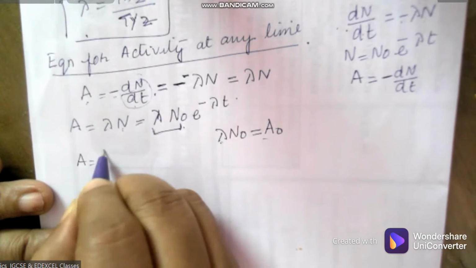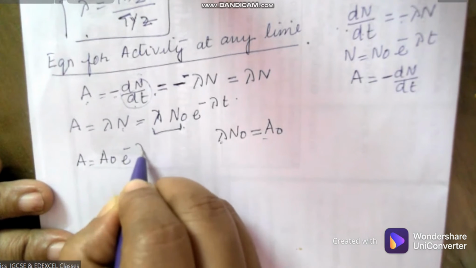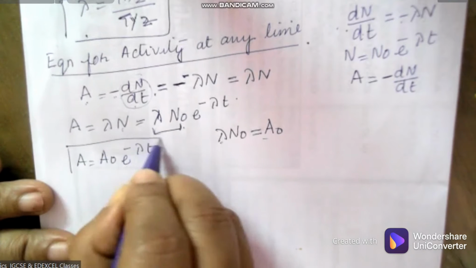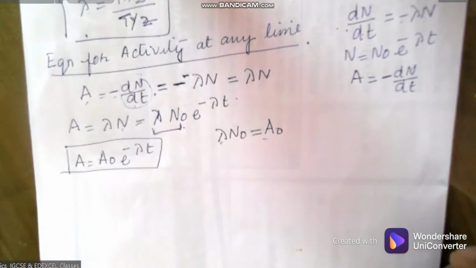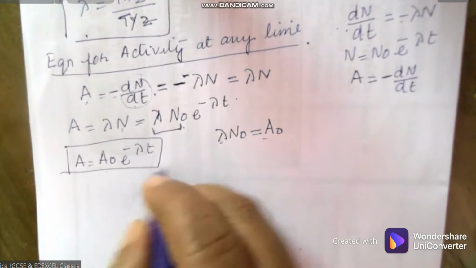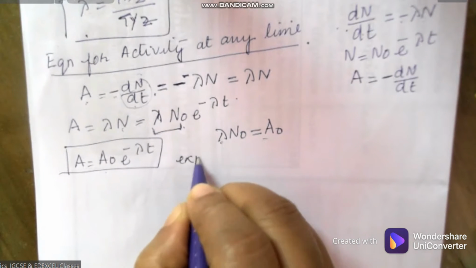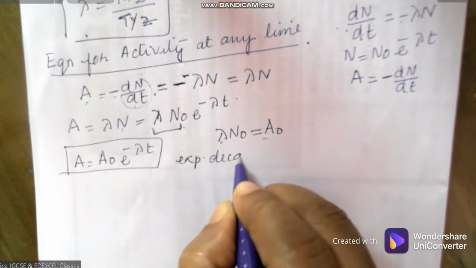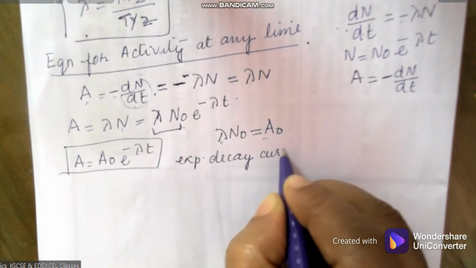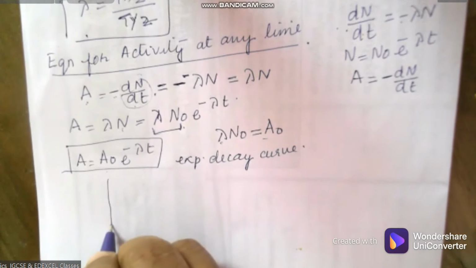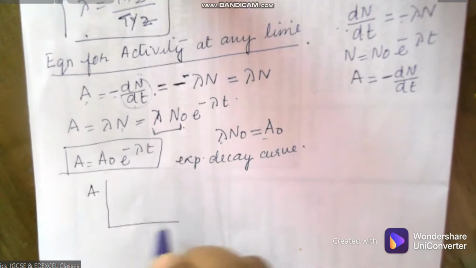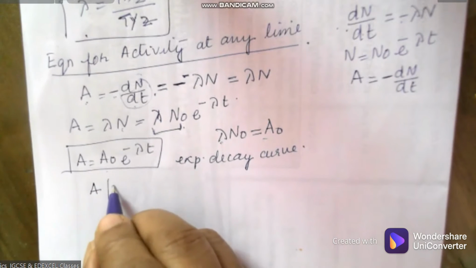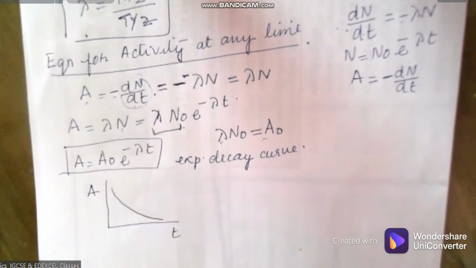A is equal to A naught e to the power negative lambda t. This is the equation between activity and time. This is also an exponential decay curve. So the graph of activity against time would again be a decay curve.